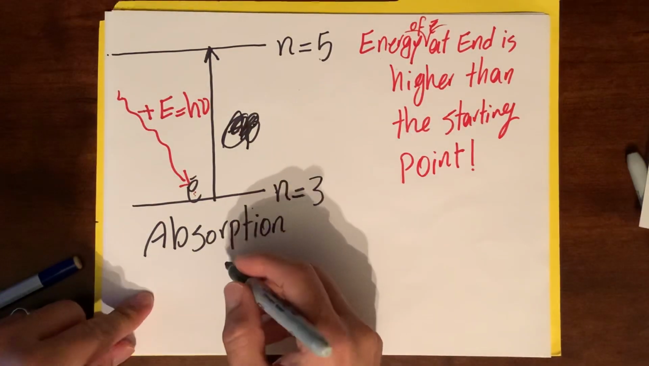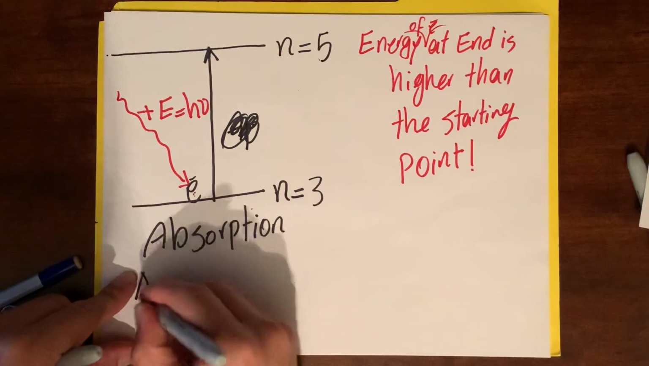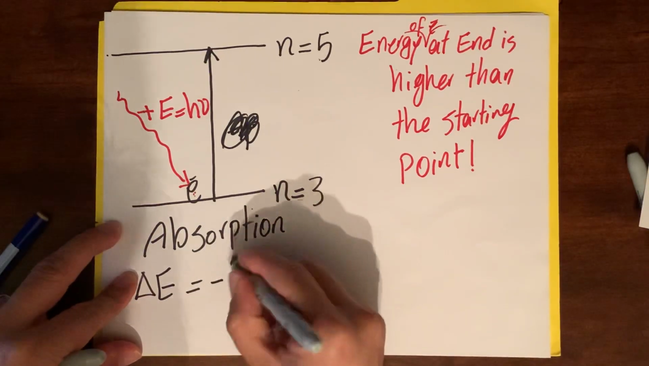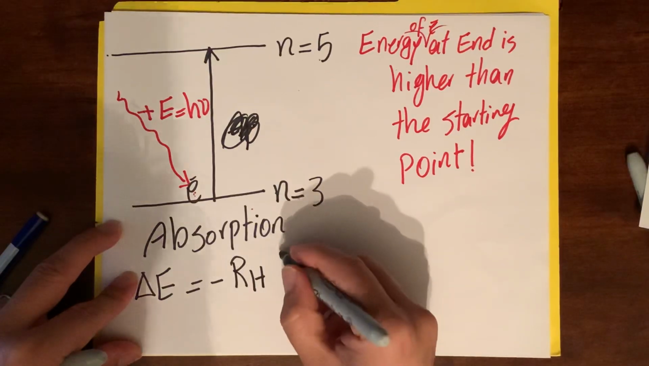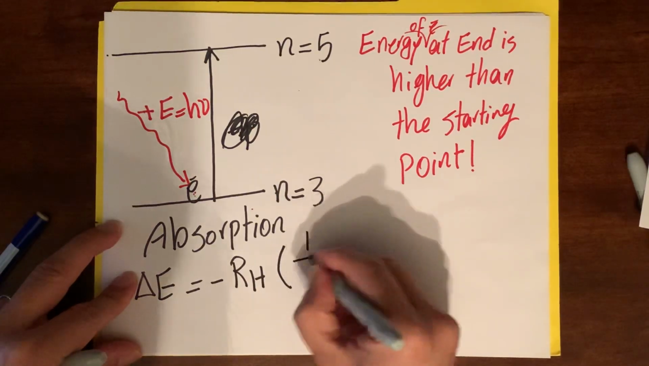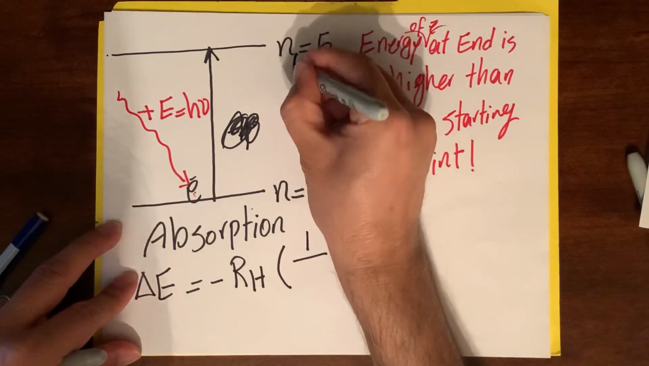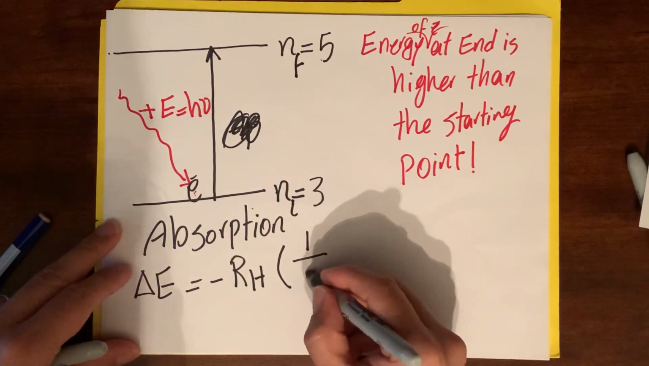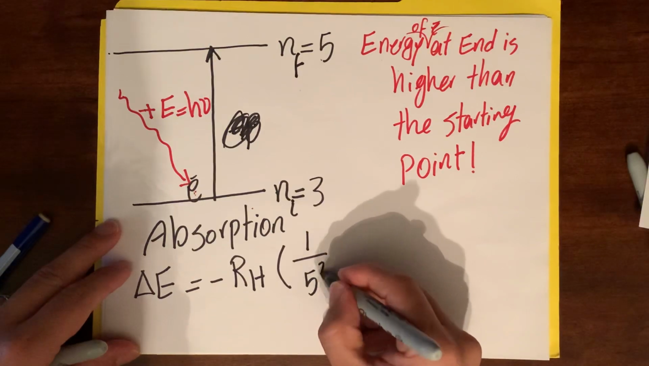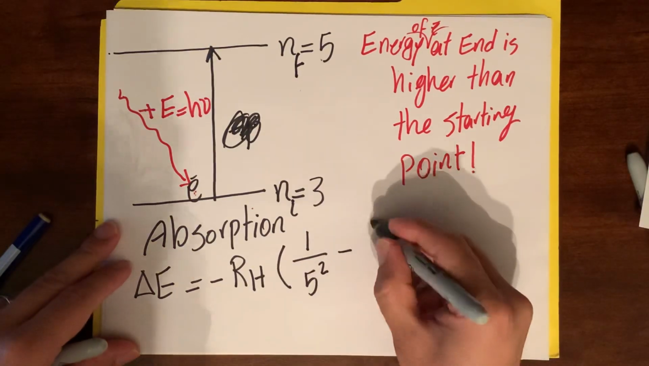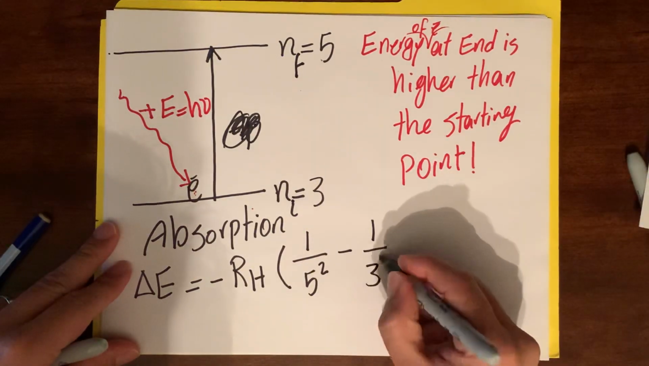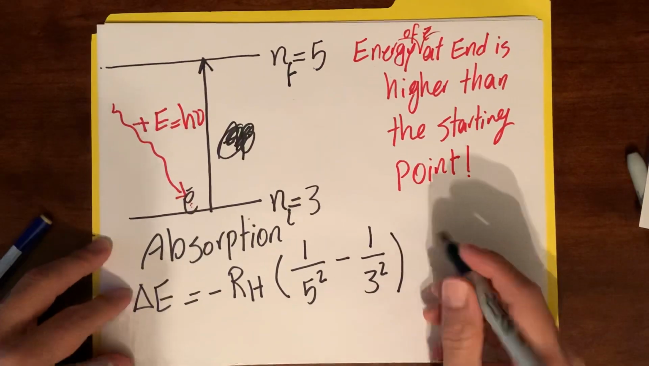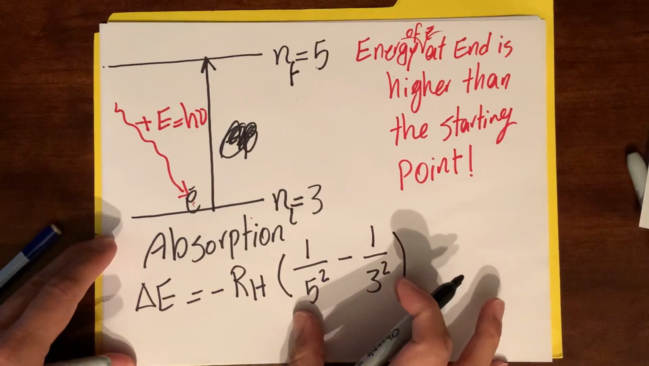So now write this one. Write the delta E. Delta E equal to minus RH multiplied by 1 over final n. This is going to be the final, and this one is going to be the initial. 1 divided by 5 to the second minus 1 over 3 to the second. Now you need to see whether this one is positive or negative.